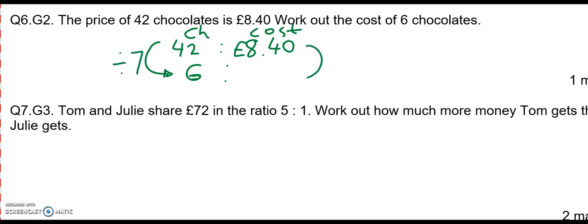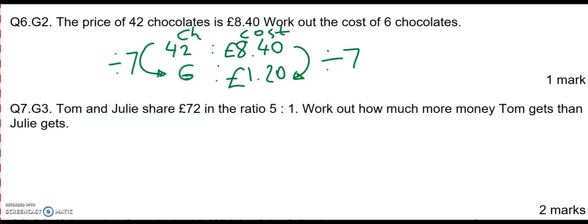So we'll do the same to the cost, because if you reduce the number of items you're buying, you've got to reduce the cost as well. You're going to have to pay less. You're going to pay less for it. So £8.40 divided by 7 gives us £1.20. So the cost of 6 chocolates is £1.20.